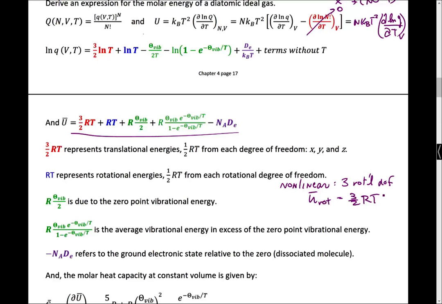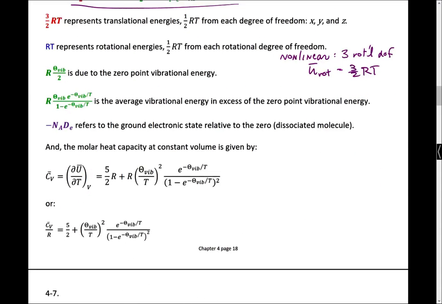Okay? All right, the next term is going to be the term due to the 0-point vibrational energy. And then we have the energy of vibration above that 0 point. And then this last one refers to the ground electronic state. All right? Now, if I take the derivative of this with respect to T, that gives me my heat capacity. All right? We notice that we have no temperature dependence on those 2 terms. So that means they're going to disappear. No T, no T. And therefore, the derivatives of those will go to 0.